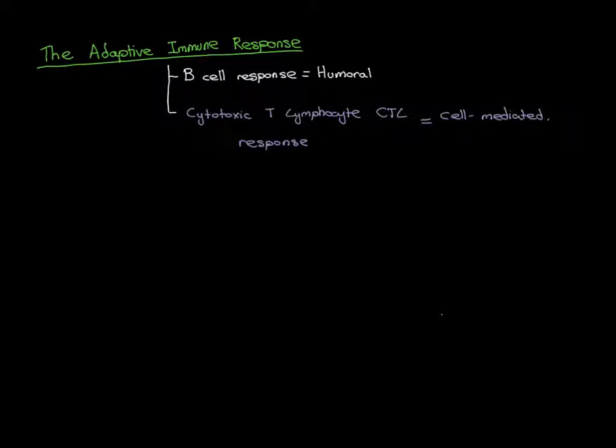Okay, so we are going to initiate these two separate pathways of the adaptive immune response then. Now, let me just give a bit of motivation about these pathways. What sort of pathogens do we launch a B-cell response against, and what sort of pathogens do we launch a cytotoxic T lymphocyte response against?